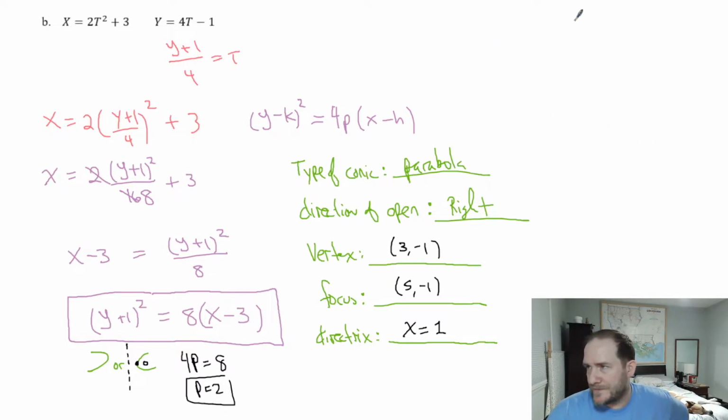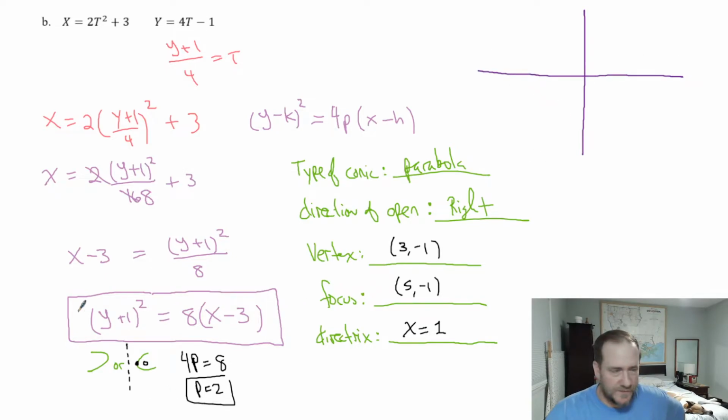If you were going to graph this, you now have a whole mess of information that you pulled out from the rectangular equation. You've got your vertex at (3, -1), so 1, 2, 3, -1. So there's a point. And maybe that's good enough, but we could plot a few more points if we wanted to.